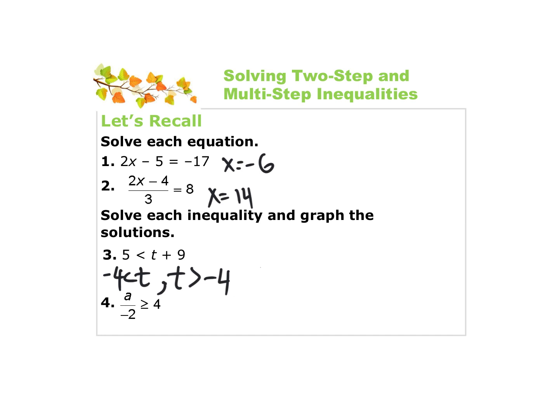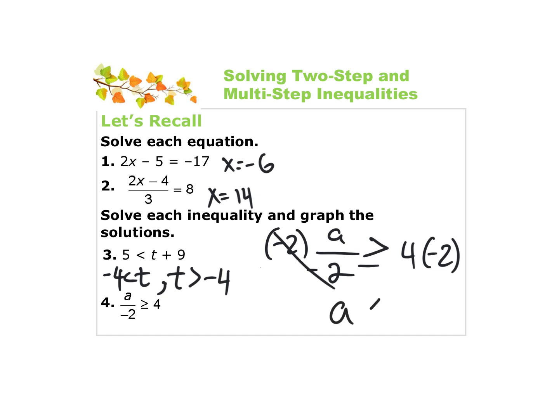Then for the last one, we have negative a over 2 is greater than or equal to 4. I will multiply both sides by negative 2. And since I'm multiplying by a negative, it's going to flip the sign to less than or equal to negative 8.